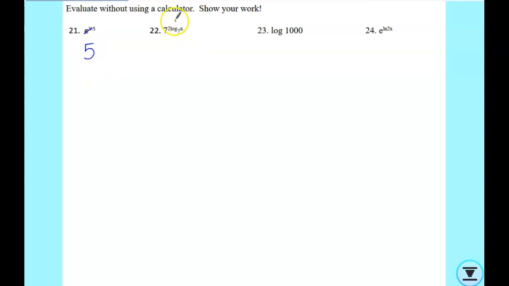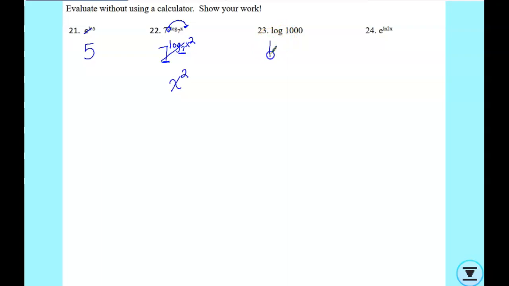On this one, we have to do a little bit of rewriting first. Remember that if you have a coefficient on the log, it's the exponent for your base out here. So this would really be 7 to the power of log base 7 of x squared. And again, you have an exponential and a log with the same base. Those two will cancel each other out, and our answer is just x squared.